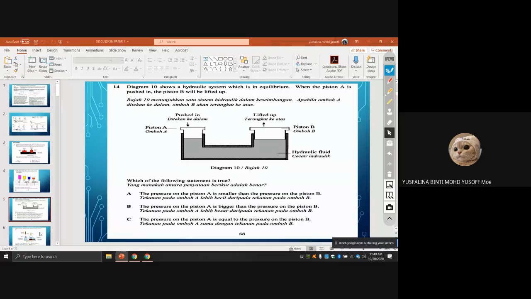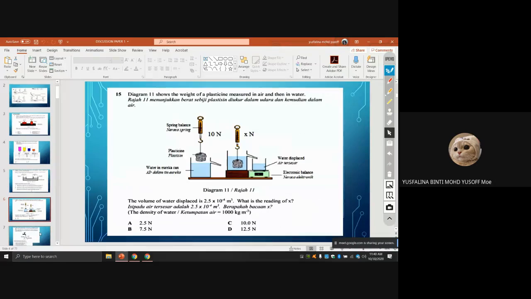Alright, next one. Diagram 11 shows the weight of the plasticine measured in air and then in water. The volume of water displaced is 2.5 times 10 to the power of negative 4. What is the reading of X? They already gave you the volume here, so what you have to find first is the buoyant force. First, you have to know the equation.